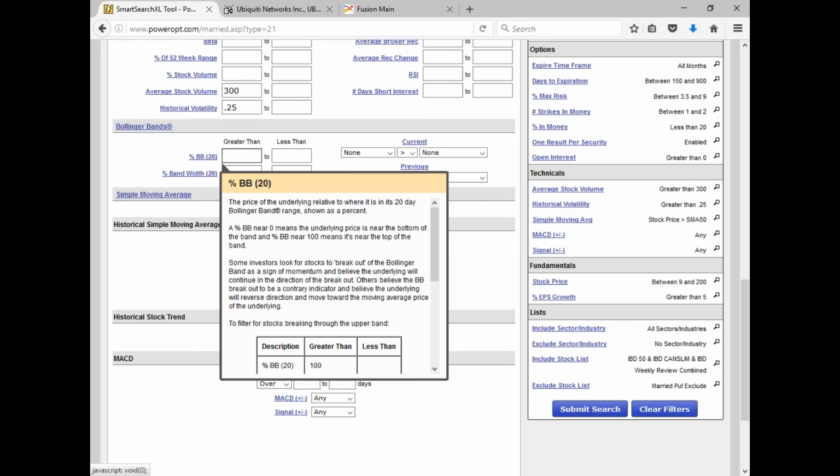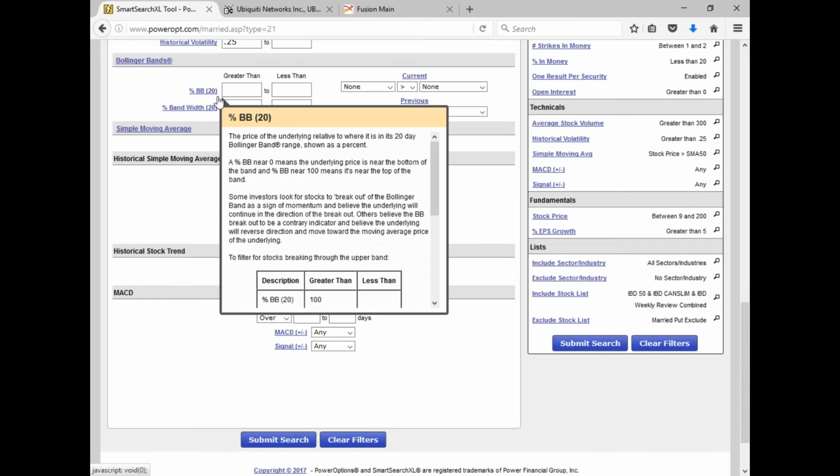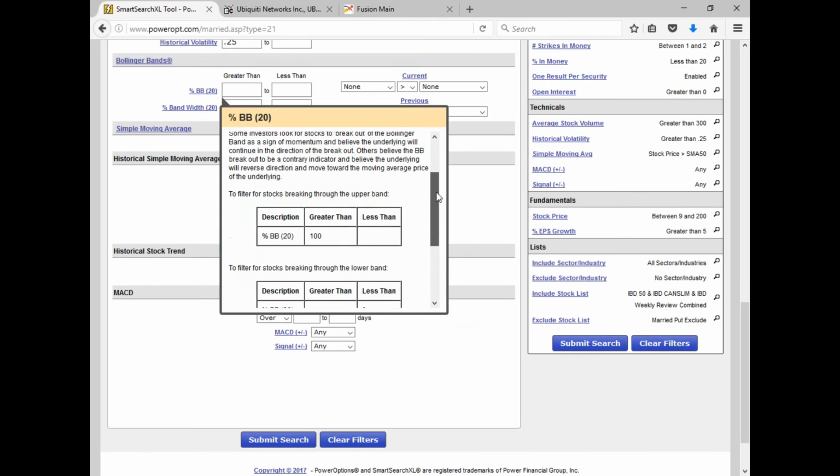You'll see there's a description right here. Let me get in there and try to scroll down a little bit. So it shows here, if you want to filter for stocks breaking through the upper band, we would just put in a range of greater than 100. If the stock's trading right at the upper band, it has a percent Bollinger Band or percent BB20 of 100. If it's trading at the very bottom, on the bottom Bollinger Band, that's percent BB20 of 0.